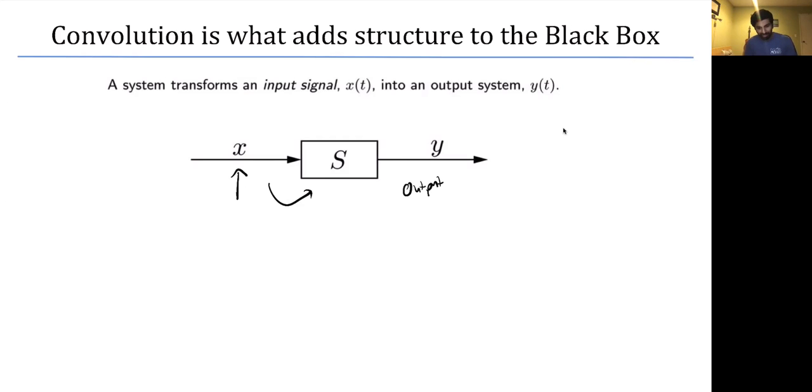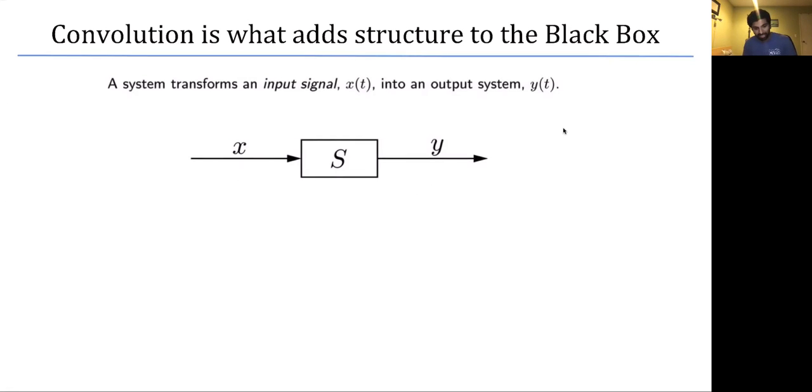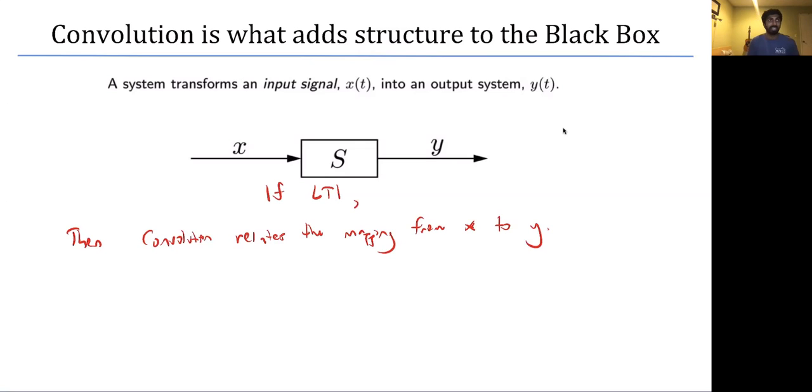So this is a very general definition that applies to a lot of systems. However, if I just pose it in this way, X goes into block diagram S gives me output Y, it's not really that descriptive. I don't actually know how X and Y are related. So the key here is that if the system S is LTI, if the system is linear and time invariant, then convolution relates the mapping from X to Y. This is a very profound result. It tells us that we can calculate the output just from convolution given this very general box as long as the system S is LTI.